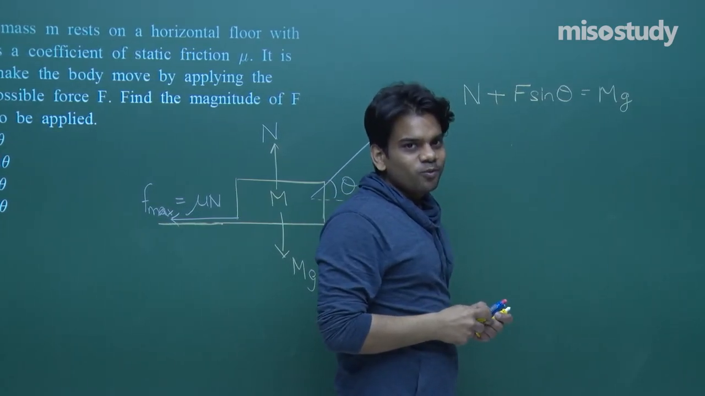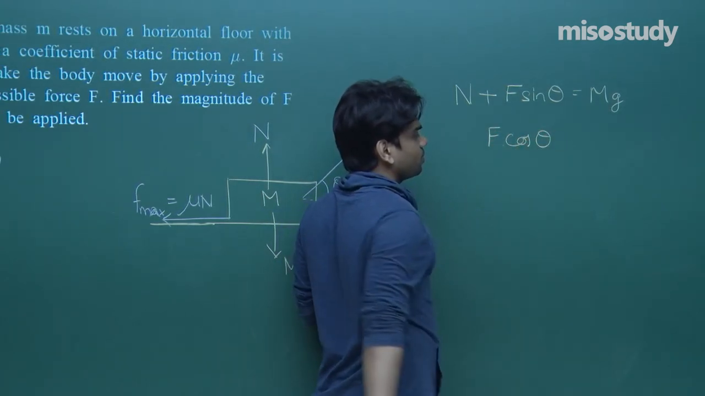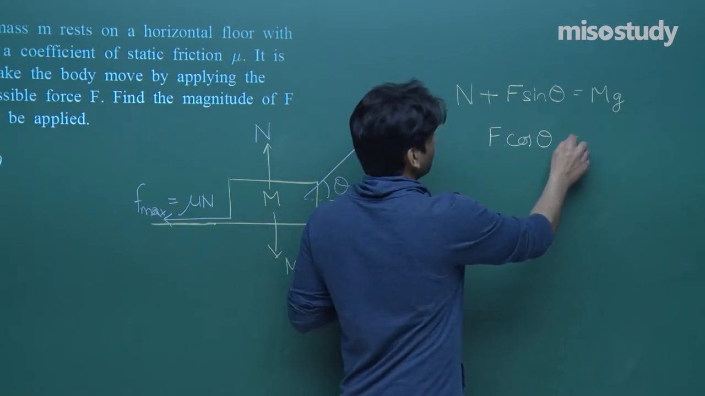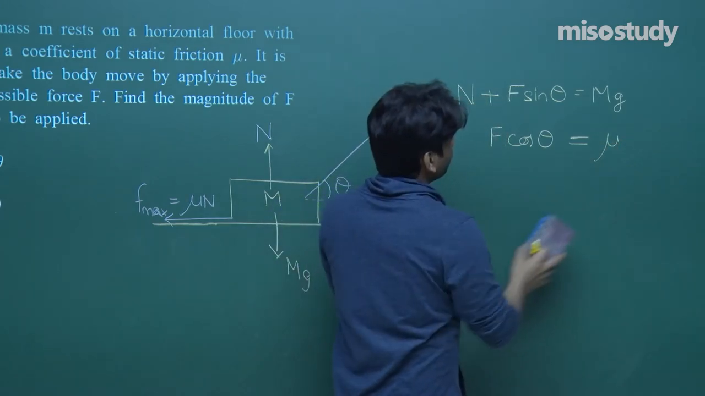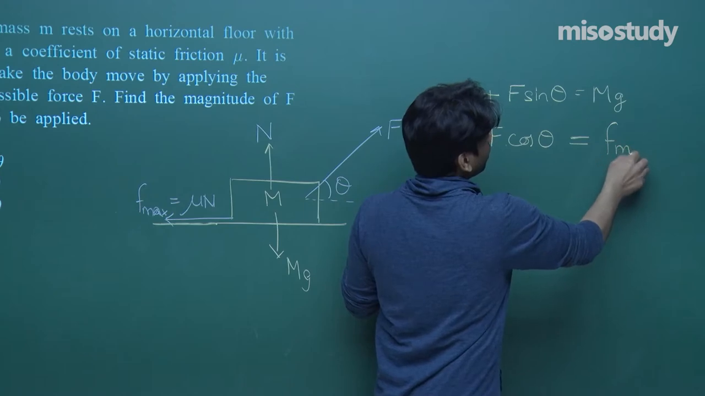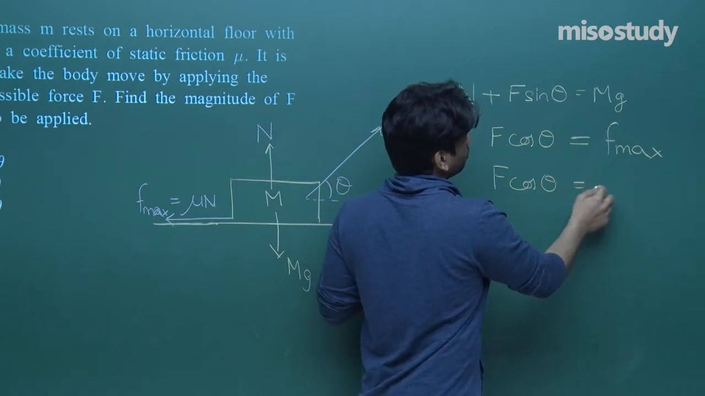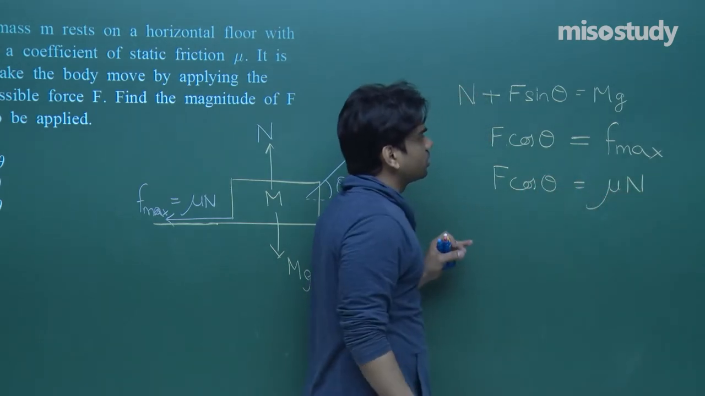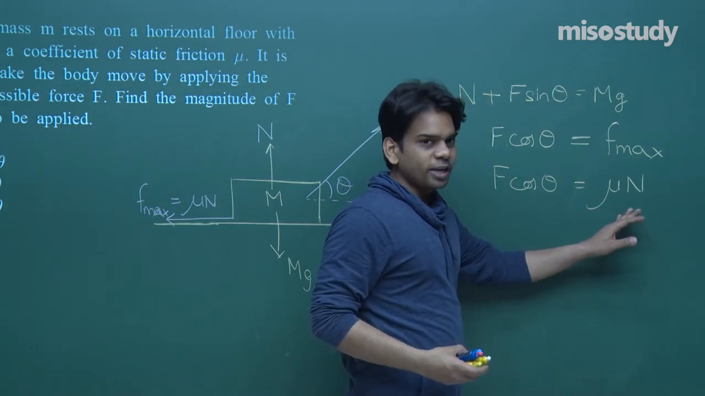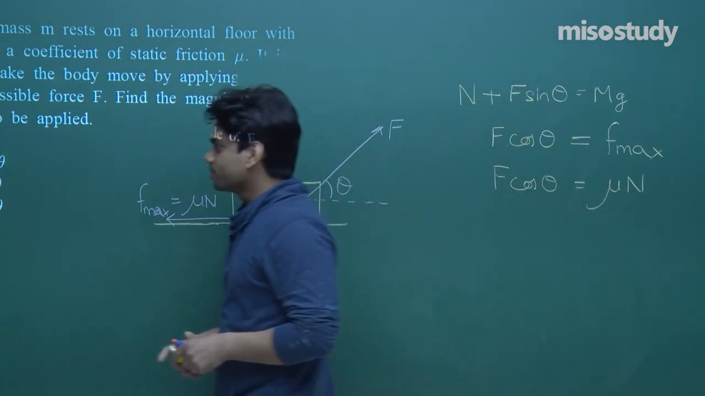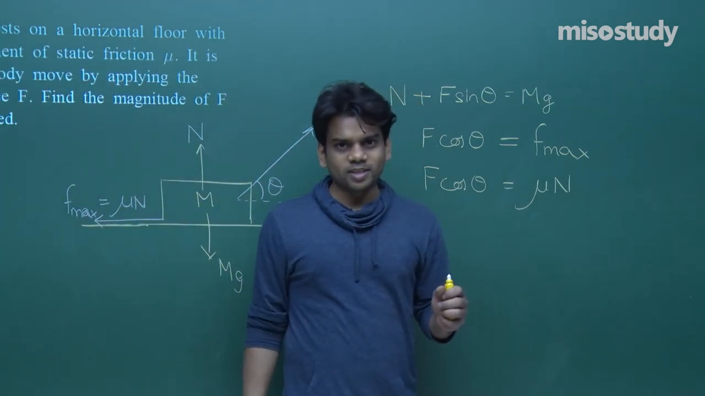Since we want to use the minimum force, for the limiting case of horizontal movement, F cos theta should be equal to mu into N, that is equal to frictional force. See, because we are referring to the limiting case, that's why I'm referring to F max. So F cos theta should be equal to mu into N. This is the term that we need to refer to in this question. So take note till here. I believe that you would have taken note of these equations and understood how they have been obtained.